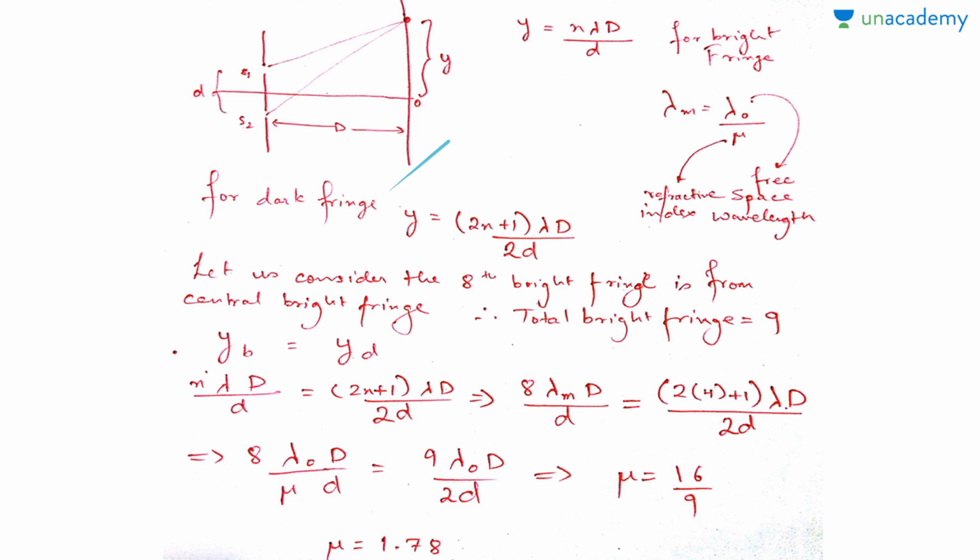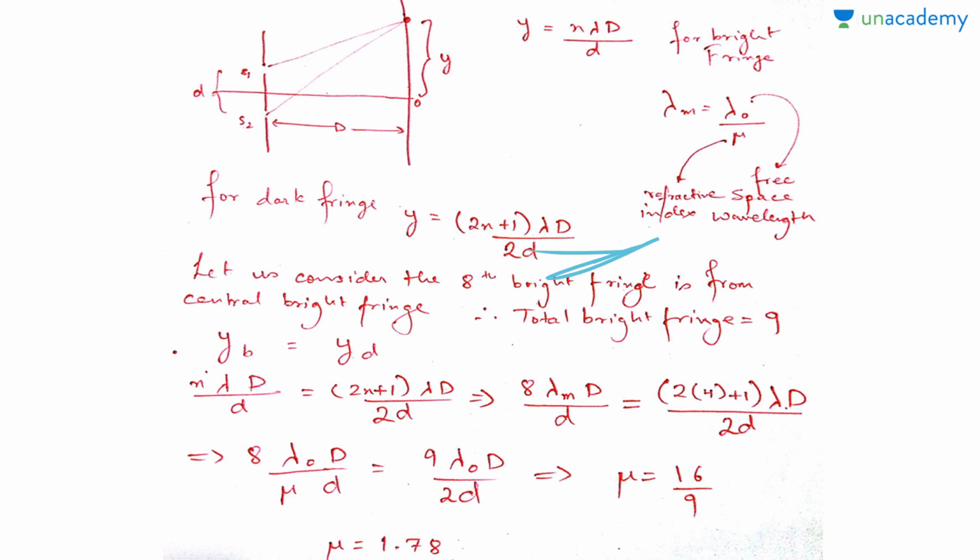Okay, now what is the formula for the bright fringe? The formula for bright fringe is y is equal to n lambda D by d. Okay, now what about lambda? Since it is put in the medium, lambda becomes the free space wavelength lambda naught upon mu, that is the refractive index. So lambda in the medium becomes lambda naught by mu. For the dark fringe we have y is equal to (2n plus 1) lambda D by 2d. Okay, this is the formula that you must remember, otherwise you won't be able to solve the problem.